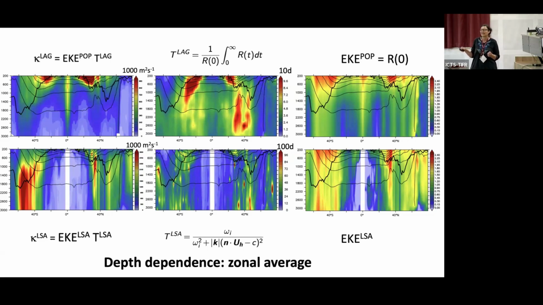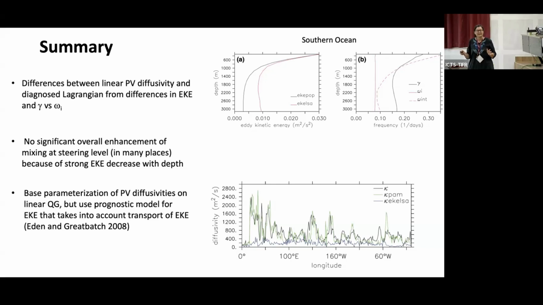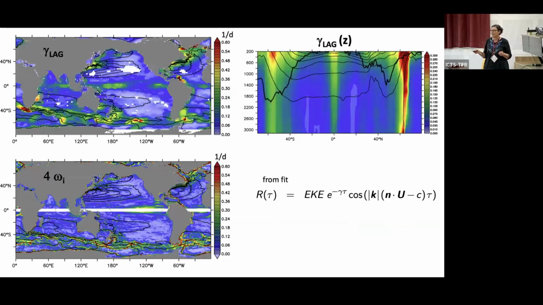So here you see again this mixing suppression that is nicely seen in the time scales. But if you multiply this with this enhanced eddy kinetic energy, you get a more rapid decay and you do not get this steering level effect. So a summary for this part: the differences between the linear PV diffusivity and the diagnosed Lagrangian one arise from differences in the eddy kinetic energy.